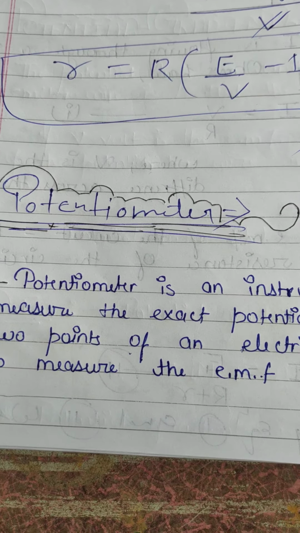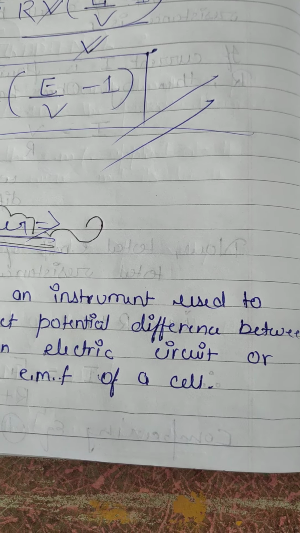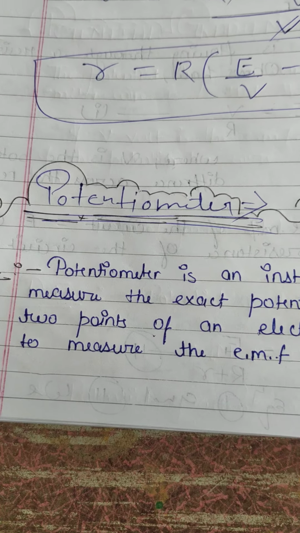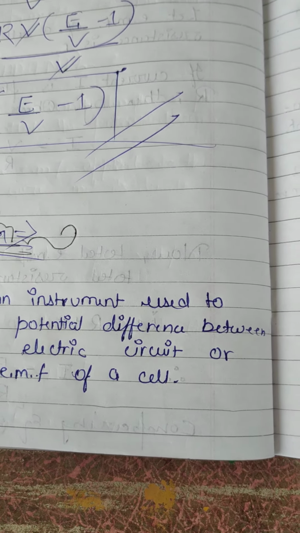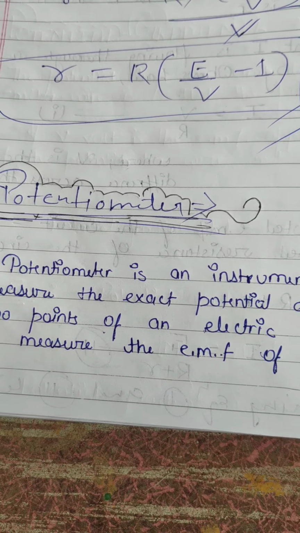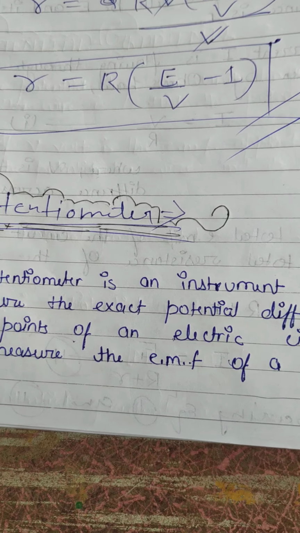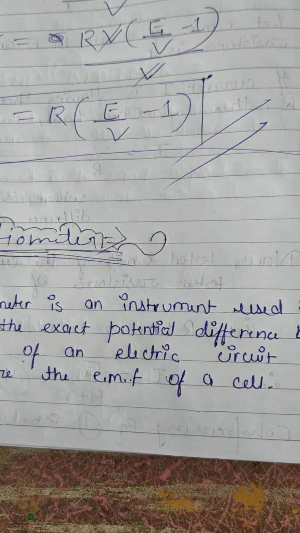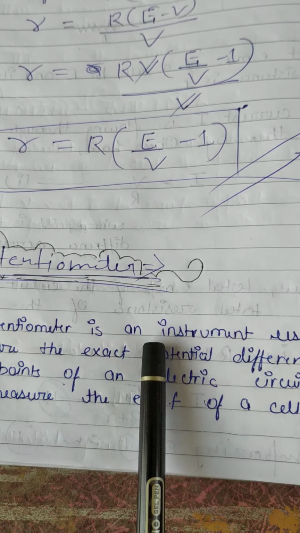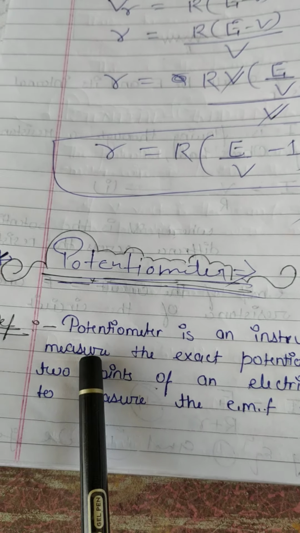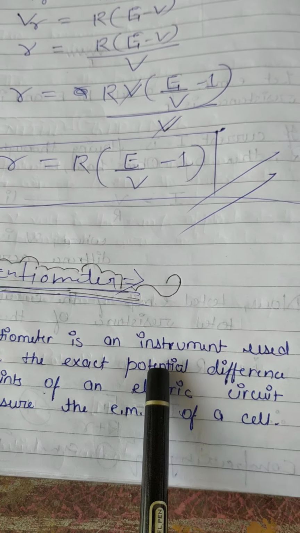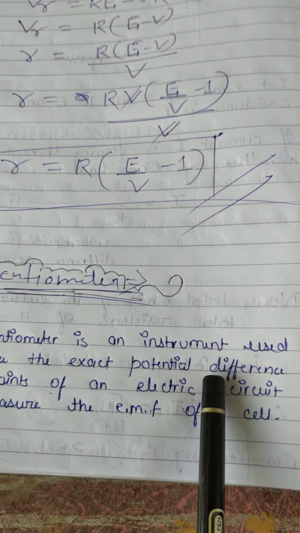Definition: A potentiometer is an instrument used to measure the exact potential difference between two points of an electric circuit, or to measure the EMF of a cell.